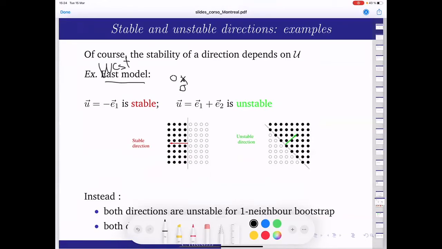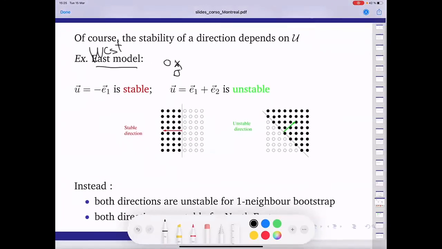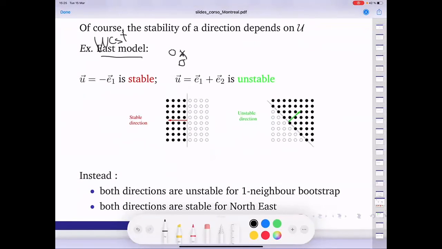So now consider this configuration, which is half filled and half empty. This configuration is blocked under the dynamics. Why? Because each of the filled sites has the constraint which is not satisfied. Instead, if I consider this other direction here, this direction is unstable, because each of the sites has the constraint satisfied here on the diagonal, so I can empty all of them, etc. So the stability of a direction depends on the choice of the constraint, of course.